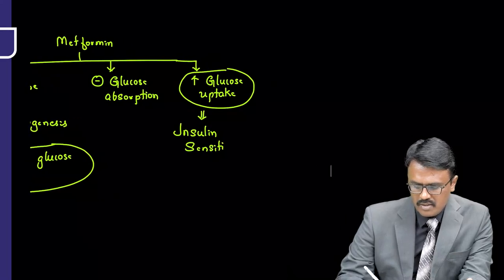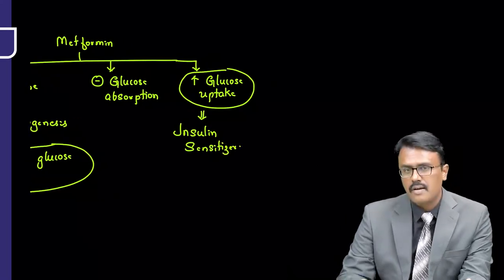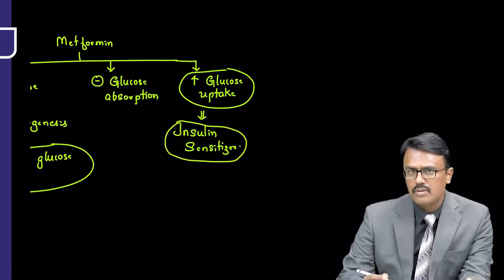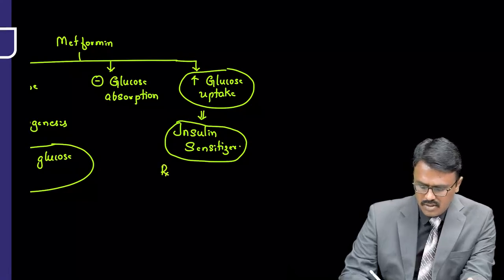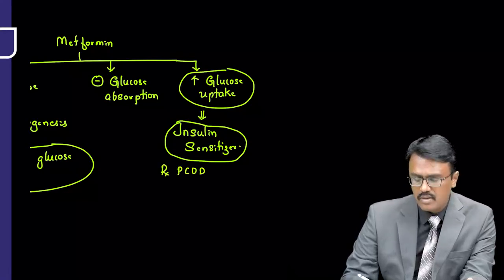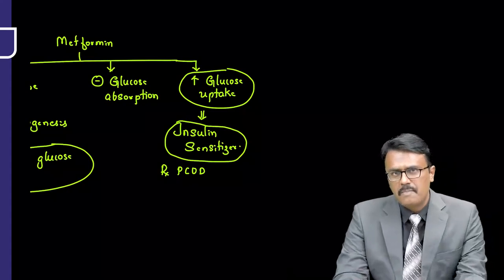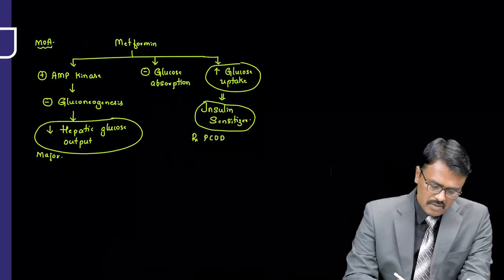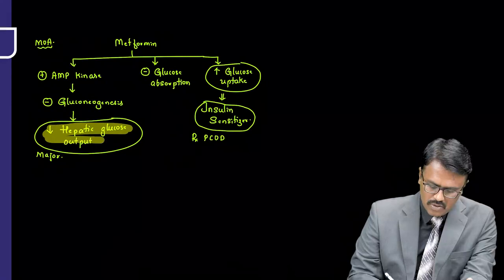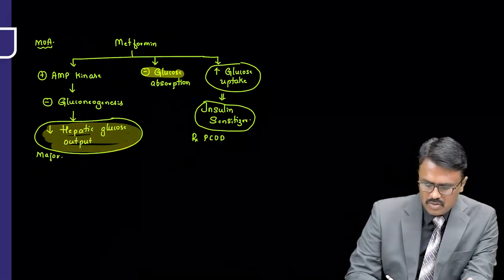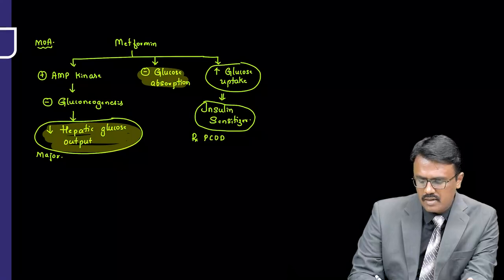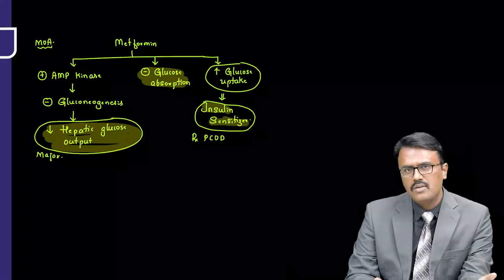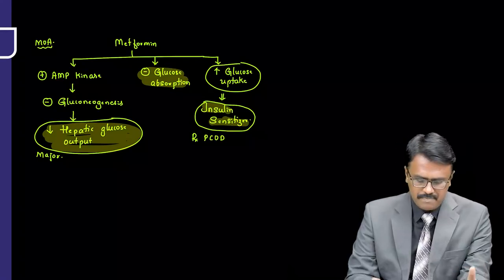So metformin is an insulin sensitizer. Now this insulin sensitizer function is very good, and we also use it in the management of PCOD, where you see insulin resistance. So basically metformin has three mechanisms: decreasing hepatic glucose output, inhibiting glucose absorption from the gut, and it is an insulin sensitizer. So it will help the insulin to take up the glucose into the cells.